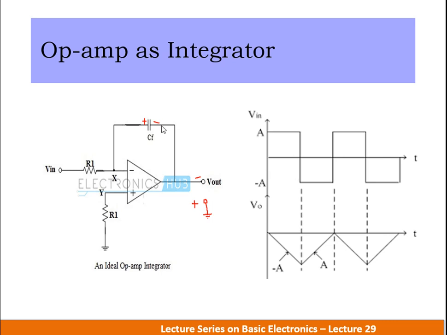That is, the positive plate, the right side plate of the capacitor, becomes positive, and the left side plate of the capacitor becomes negative. Therefore the output goes linearly in a positive direction. Thus the cycle starts to repeat. Therefore when a square wave input signal is applied, a triangular wave output is generated. This is nothing but a charging and discharging waveform.